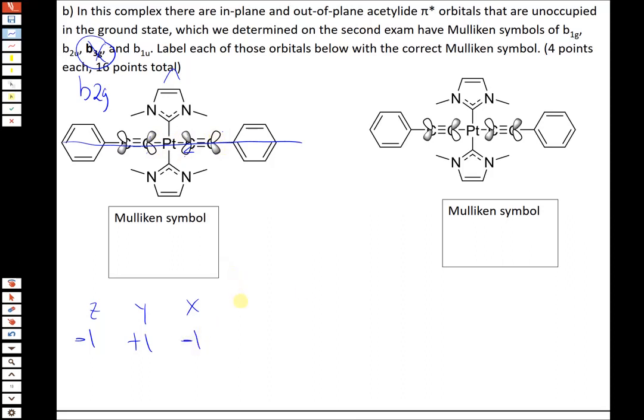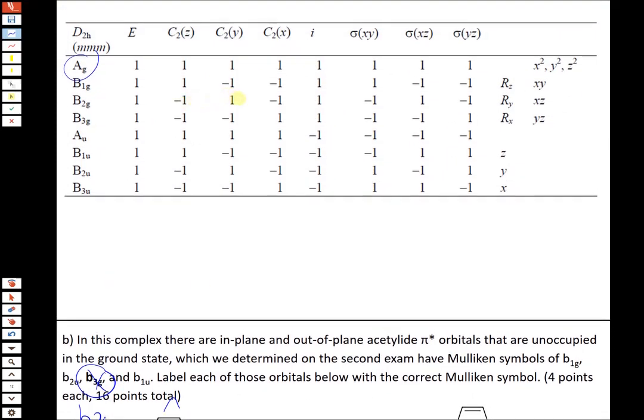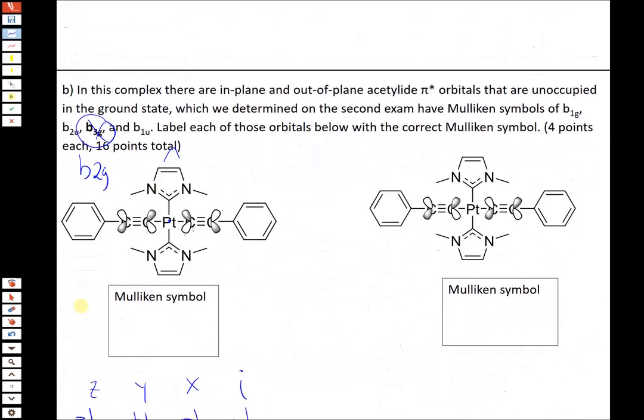And then finally, we have to distinguish g from u by looking at the inversion operation. If we put the inversion center right at the middle, black inverts onto white, or shaded inverts onto unshaded, and vice versa. So this should be a u representation because it has -1 character for inversion. But the combination of -1, +1, -1 identifies it as B2. So for those 3 rotations, Z, Y, X, -1, +1, -1 is B2. And furthermore, it's antisymmetric with respect to inversion. That makes it B2u.